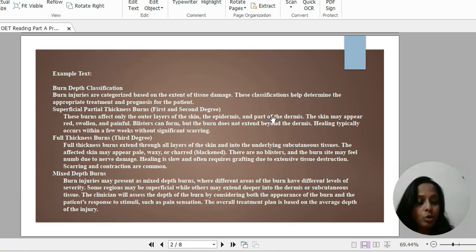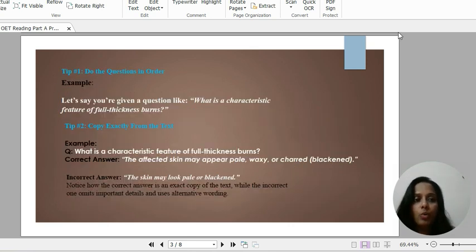Now, let's move on to our tip number 1. Questions in order. Do the questions in order. Start by reading and understanding matching or short answer questions in the order they are presented. By doing so, you get a good overview of the text before jumping into answering the question.